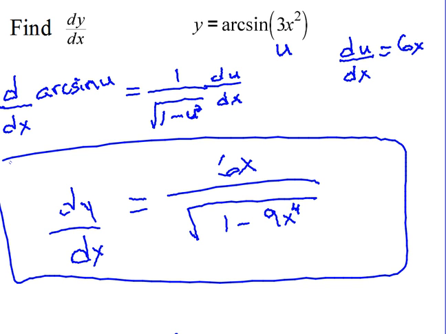And what does this tell us? Well, this tells us the slope, or the instantaneous rate of change, the slope of the tangent line of our function y equals arcsine of 3x squared.